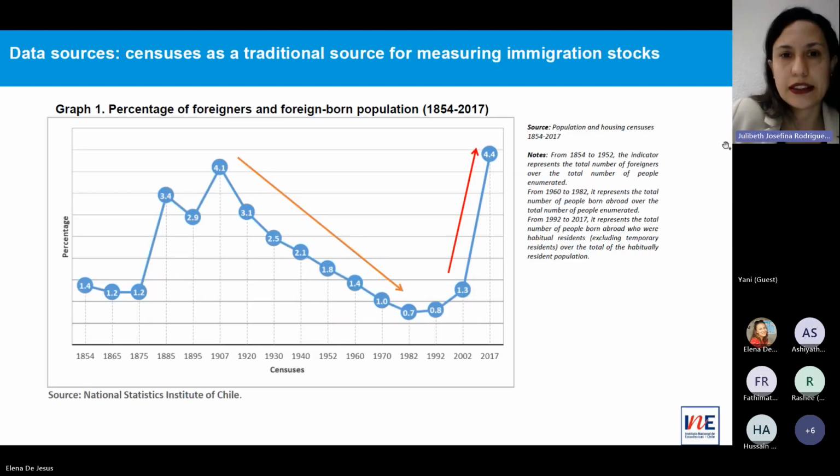So historically, the population and housing censuses have been the main source of information for measuring immigration in Chile. And the graph shows that the proportion of migrants, for example, decreased between 1907 and 1982. So in the 80s, therefore, international immigration wasn't a very important issue for our country.